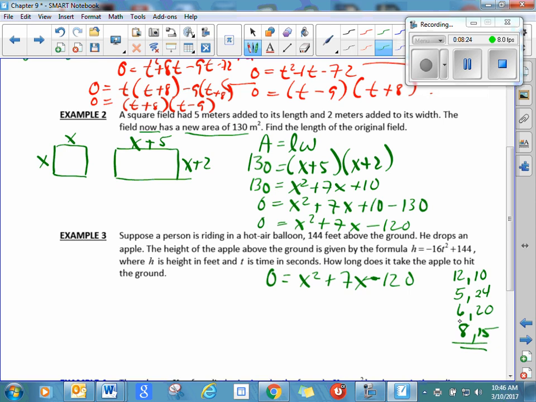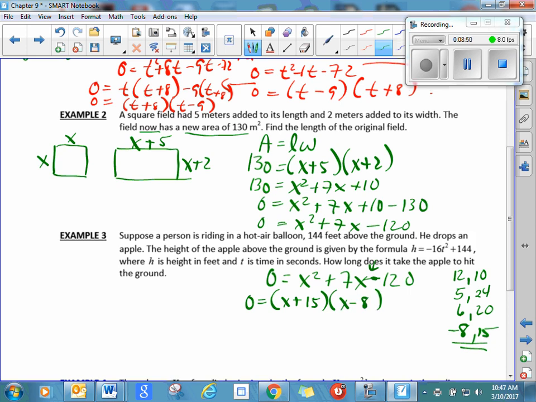For the 15, I need a positive 7, and I need a negative product. So one of these is going to have to be negative and one's going to have to be positive, and the 15 is going to be the positive one because my middle term has a positive coefficient. So when I set this up, it's going to look like this: x plus 15 and x minus 8.